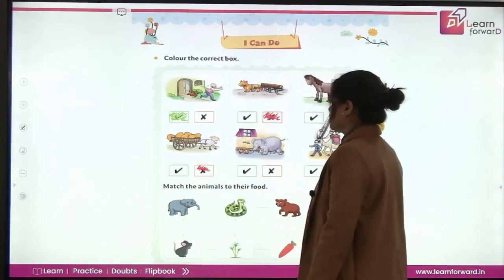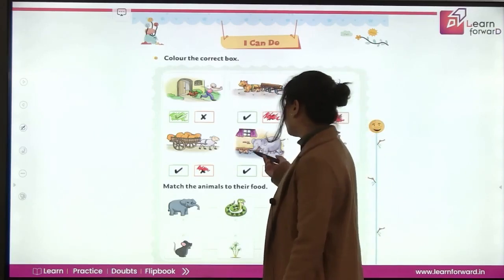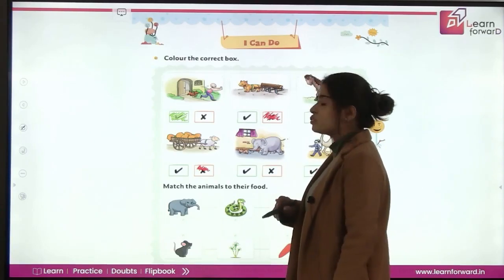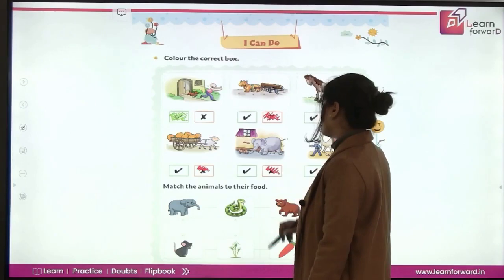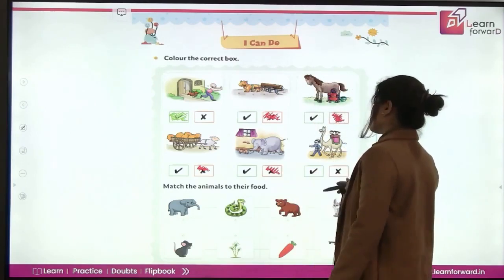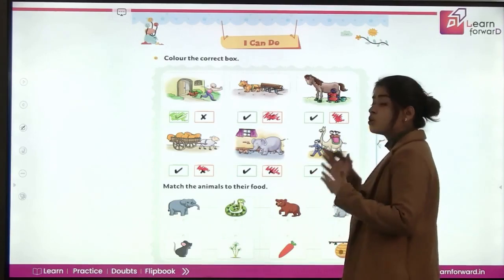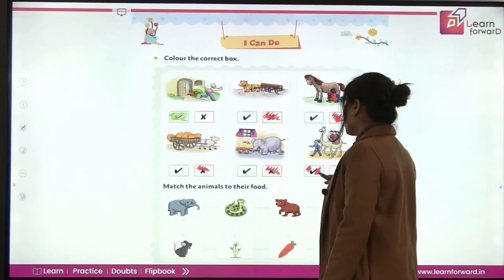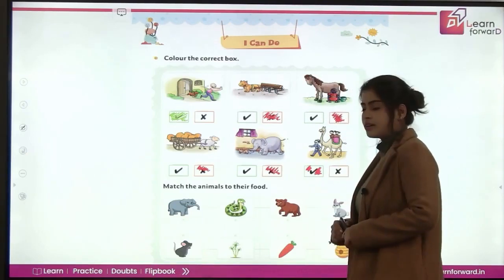Okay. See, elephant, what is doing? Elephant is eating the mouse. Elephant can eat the mouse? No, elephant cannot eat the mouse. It's wrong. And last one is camel. Camel is carrying our goods, our loads. Yes, camel also help us in carrying the loads for us. Okay, so it's right. Alright.